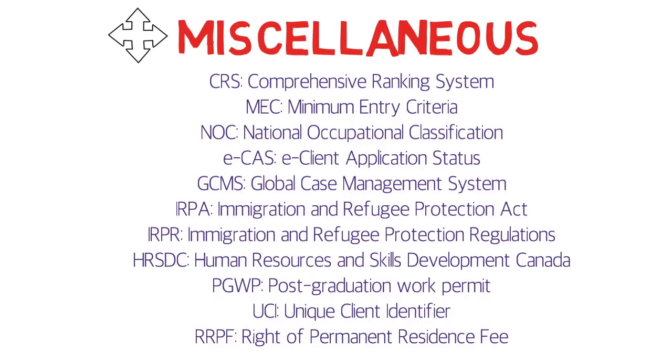GCMS is a system where every case gets logged. You can find the GCMS notes as well. You can request them. And IRPA is the act, and IRPR is the regulations. HRSDC is actually an organization, Human Resources and Skills Development, it controls that. And PGWP is the work permit, and UCI is an identifier. It's a number which you'll find on your COPR, through which they will actually identify your application. And RRPF is quite obvious.